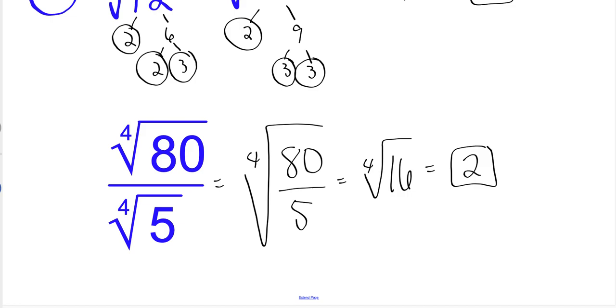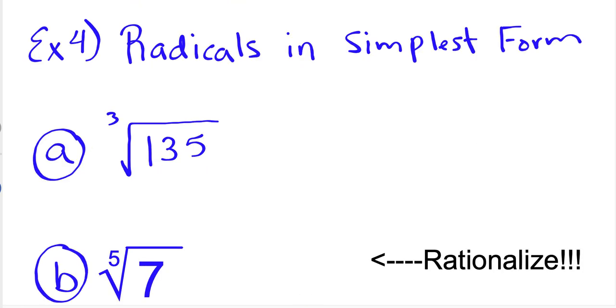So I'll show you rationalizing here in a bit, but before we do any rationalizing, we want to try this rule, see if we can simplify. If we can't simplify, then we go back to this and we rationalize, right? So trying to get these in simplest form.